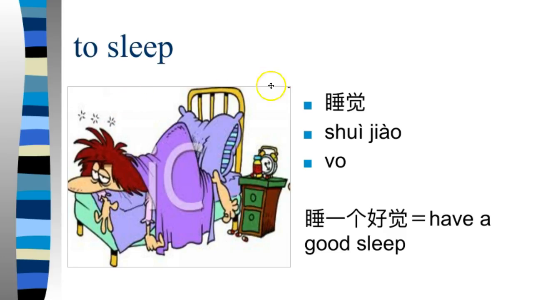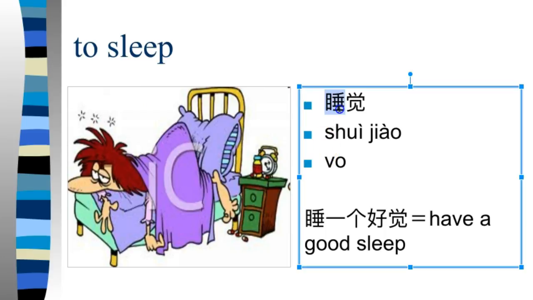睡觉 is a verb object compound. 睡 means to sleep, and literally 觉 is like a nap, so literally to sleep a nap. 睡一个好觉 to sleep a good nap. 睡觉.